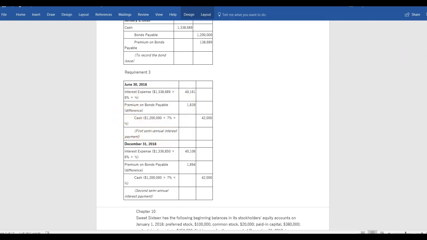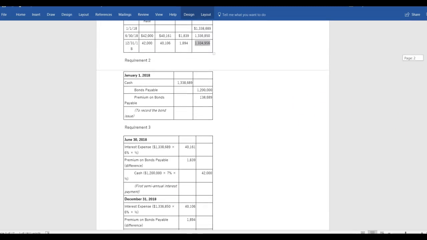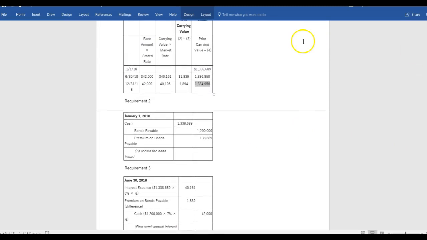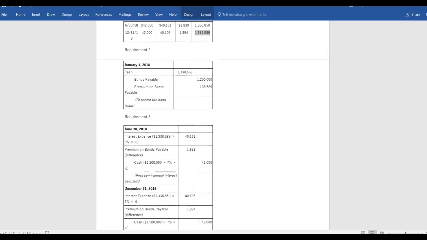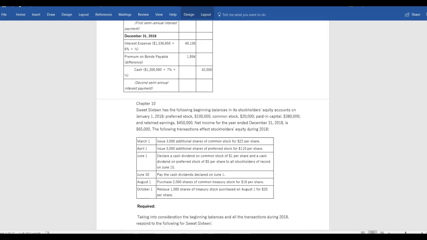So for this problem, you could have several multiple choice questions: knowing what the carrying value is on a specific date, knowing how to record the bond issue, and how to record a journal entry for the interest payment.